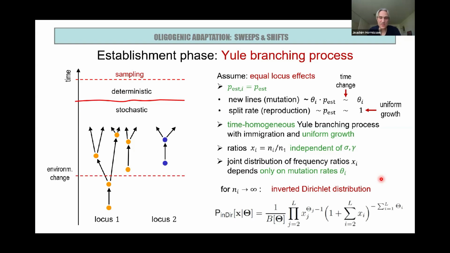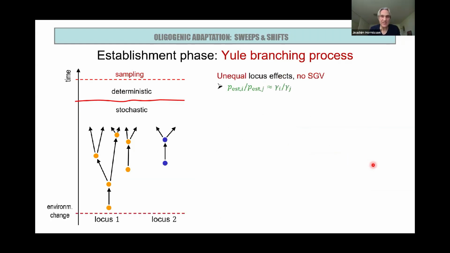And say the result is a so-called inverted Dirichlet distribution that looks like this. And so it's still sort of kind of nice and easy. But the only thing to note maybe is that indeed this is something that depends only on the thetas here and there, but not on any selection parameters. Okay, but this is equal loci. Now let's do the harder part. What happens if we have unequal locus effects?